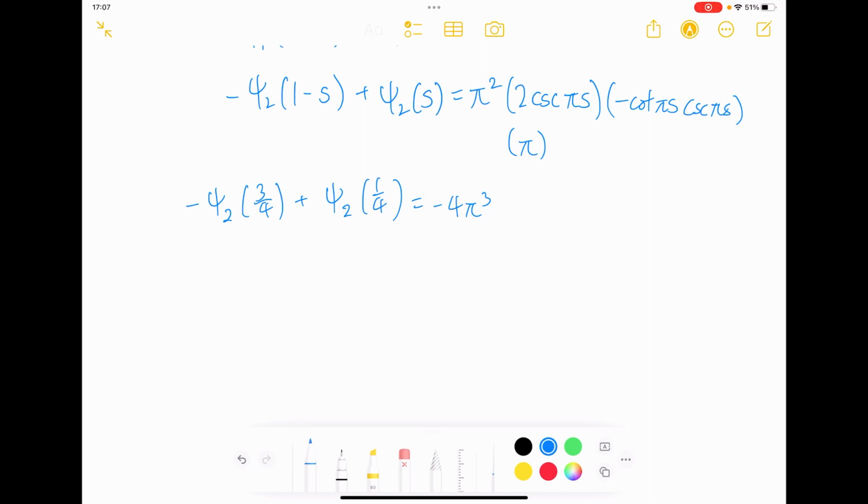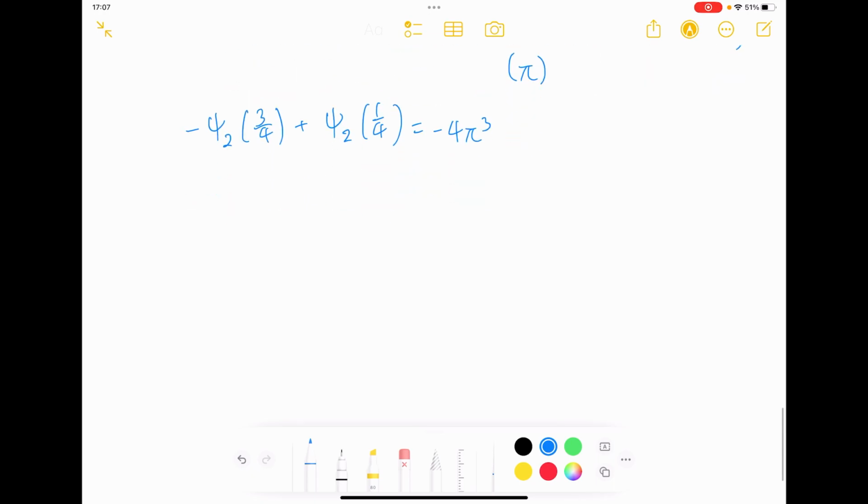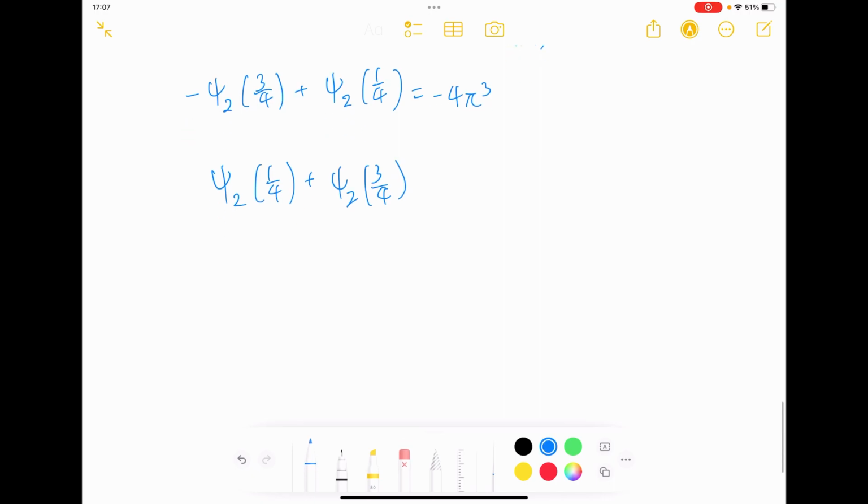And similarly, we're going to do the same thing, but we're going to use the series representation of psi 2. Because this is a minus sign here, we're going to consider psi 2 of a quarter plus psi 2 of 3/4, so we can cancel that out. And the series for psi 2 is psi 2 of s is negative 2 times the sum from n equals 0 to infinity of 1 over (n plus s) cubed. So let's just plug that in.